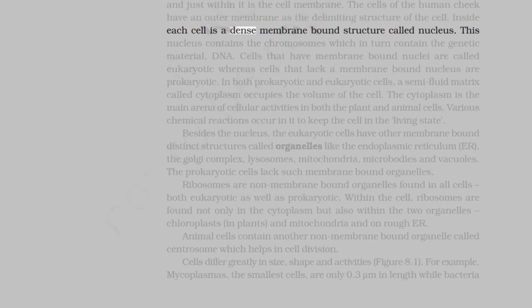Inside each cell is a dense membrane-bound structure called nucleus. This nucleus contains the chromosomes, which in turn contain the genetic material, DNA. Cells that have membrane-bound nuclei are called eukaryotic, whereas cells that lack a membrane-bound nucleus are prokaryotic. In both prokaryotic and eukaryotic cells, a semifluid matrix called cytoplasm occupies the volume of the cell. The cytoplasm is the main arena of cellular activities in both the plant and animal cells. Various chemical reactions occur in it to keep the cell in the living state.